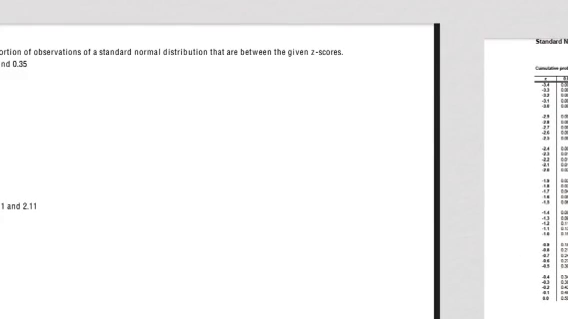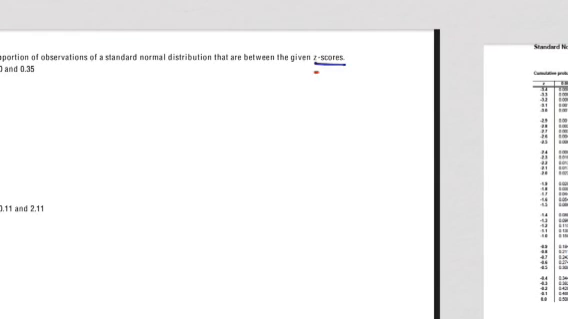Find the proportion of observations of a standard normal distribution that are between the given z-scores. So this is the first thing I really want to call your attention to. Z-scores. Whenever someone discusses a z-score, this always means the standard normal. And standard normal means it's a normal distribution whose mean is 0 and whose standard deviation is 1. Every single time.